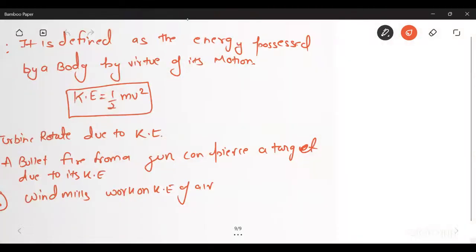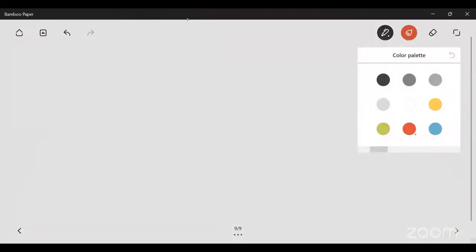Now come to the expression of kinetic energy. I will prove the formula of kinetic energy by both methods, the normal method, or you can say the algebraic method, and the calculus method. So first is the expression for kinetic energy.